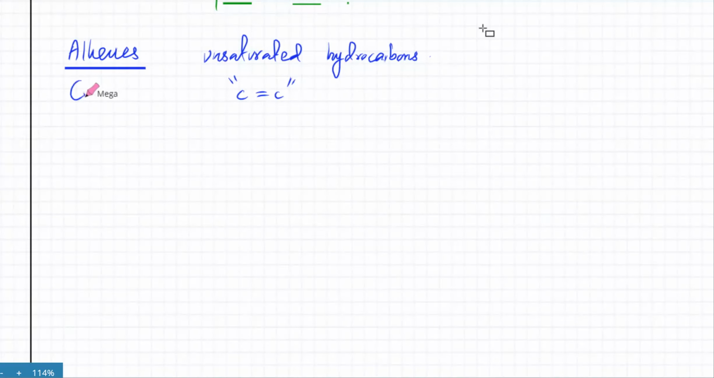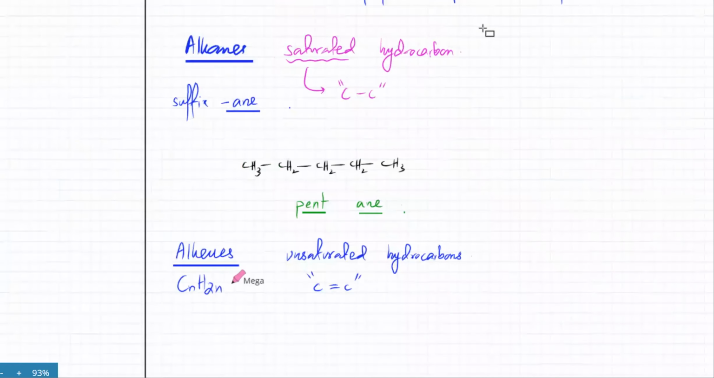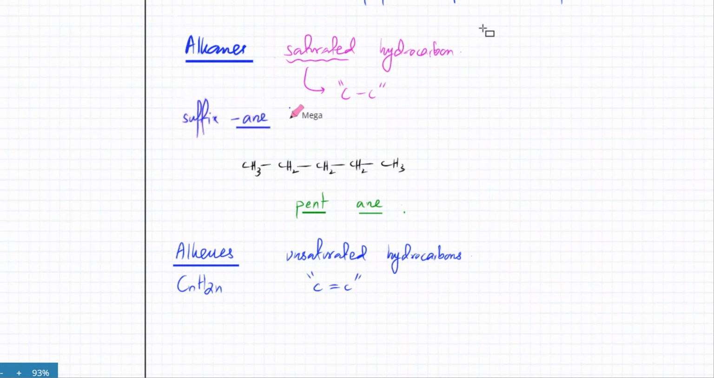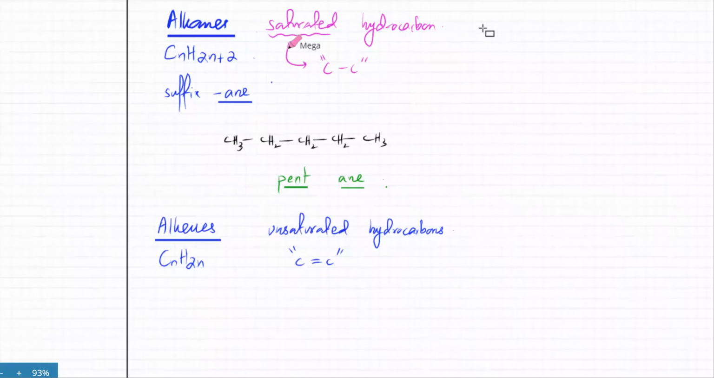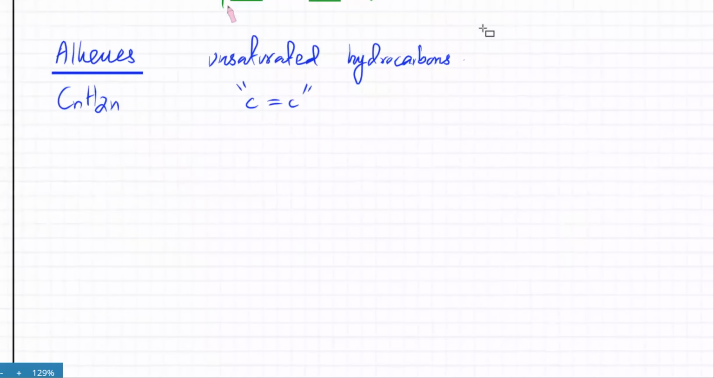They have a general formula which is CnH2n. The previous one, alkanes, had a general formula which was CnH2n+2. So remember, general formulas are only applicable to simple molecules. For more complicated molecules, the general formulas are not going to work. Same goes for alkenes. So don't rely on general formulas. They don't work very well.